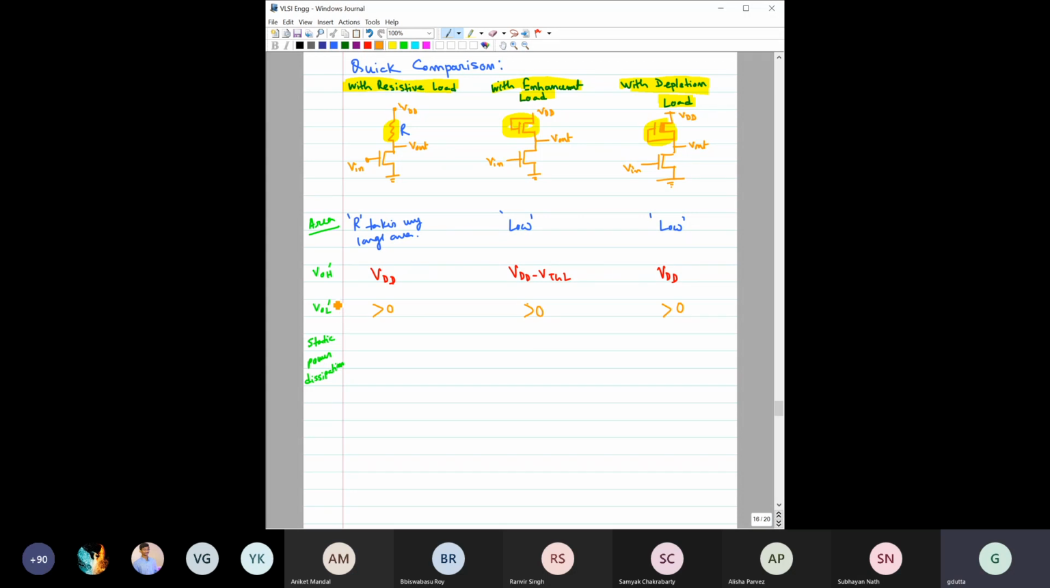So on VOL dash, all three of them are not performing well. The enhancement load is worse, because its VOH dash is also one threshold voltage lower. Now let us comment on the static power dissipation. Will there be any static power dissipation for this? Yes, because when you give logic 1 here, the transistor is on, giving a direct connection between VDD and ground. So here, yes, there is static power dissipation. What about this?